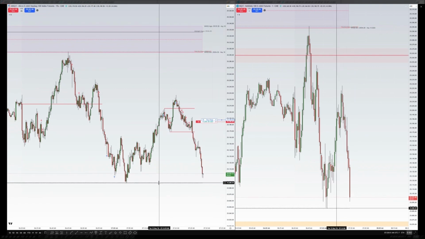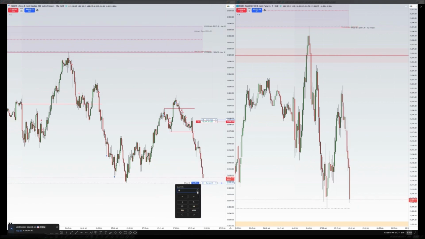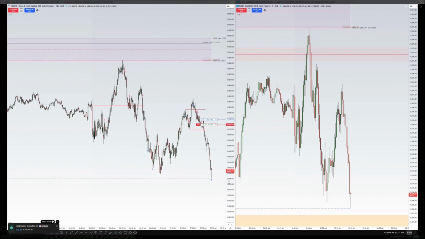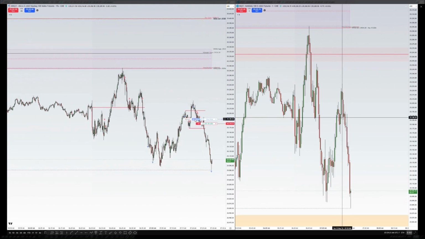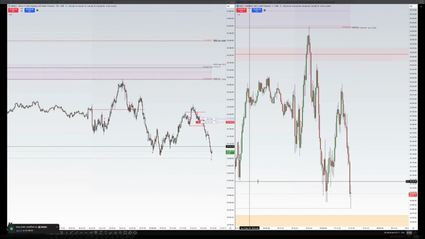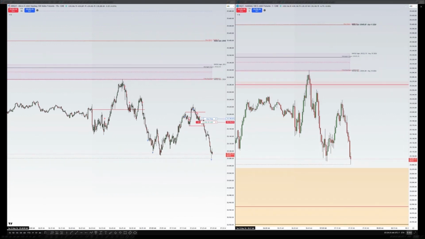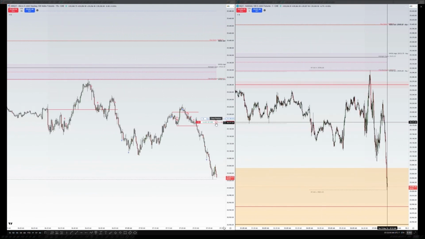And my faith is so strong in this trade at this point that I am going to continue to hold this trade. And it's here that you'll see me close when we get that run back below that low.